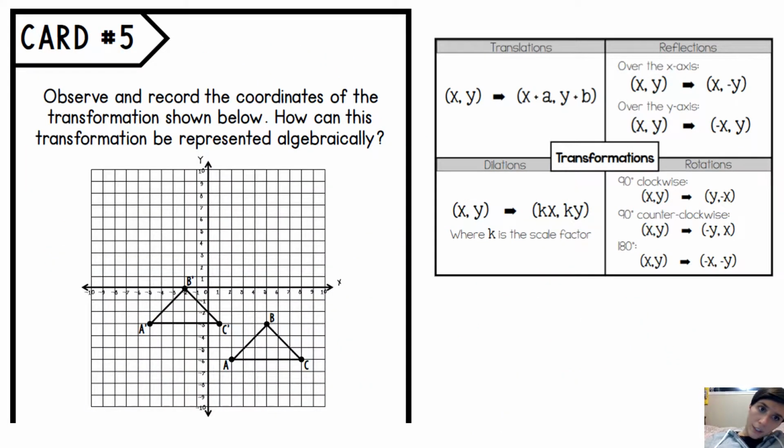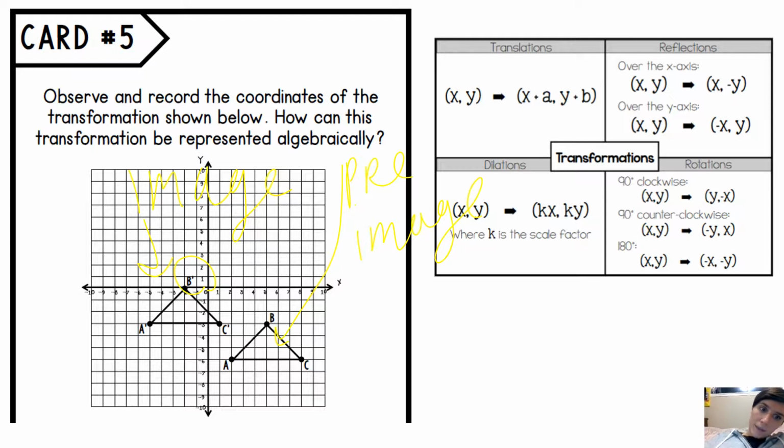Observe and record the coordinates of this transformation shown below. How can it be represented algebraically? Well, first of all, we've got to remember which one's the image and which one's the pre-image. So this one is the image, and this one is the pre-image. Remember the ones with the apostrophes? That's what happened after. That's the second one that happened. So the pre-image is there.